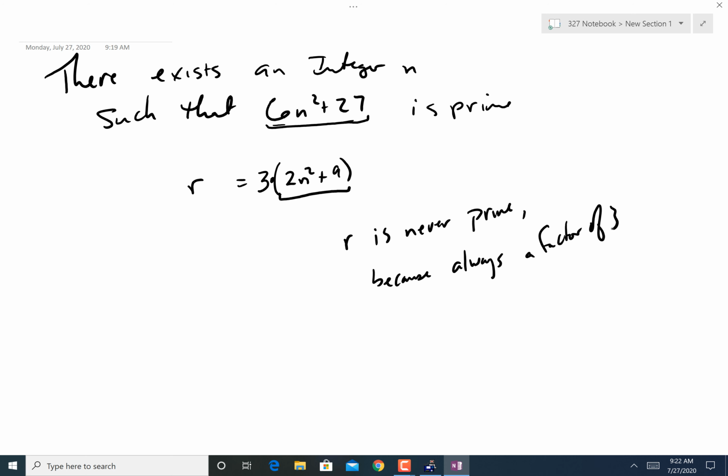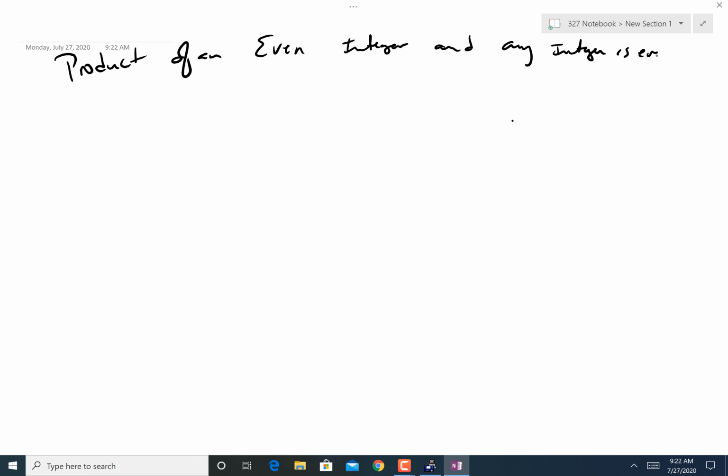Well, the product of an even integer and any integer is even. Can we prove that? Let's find out. The product of an even integer. What the Sam Hill does that say? Integer and any integer is even. I don't know.